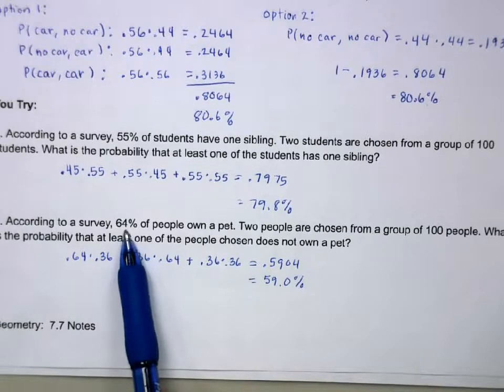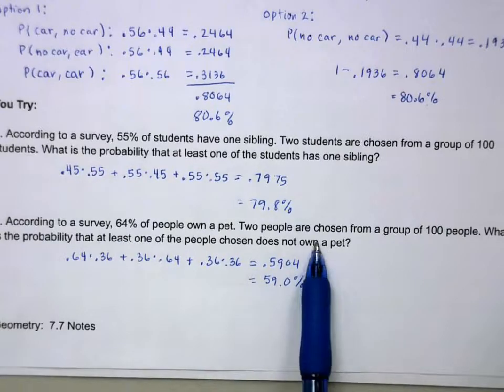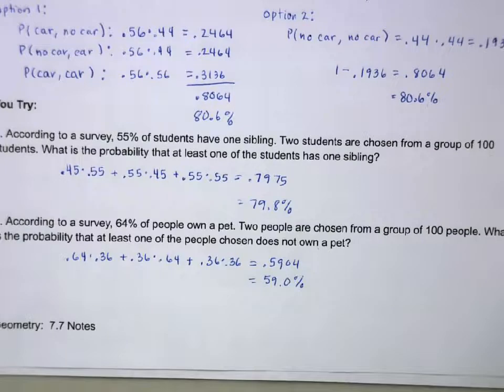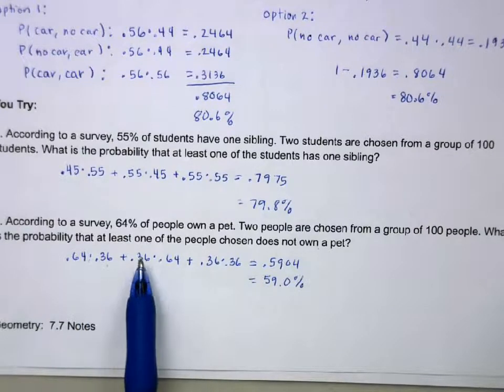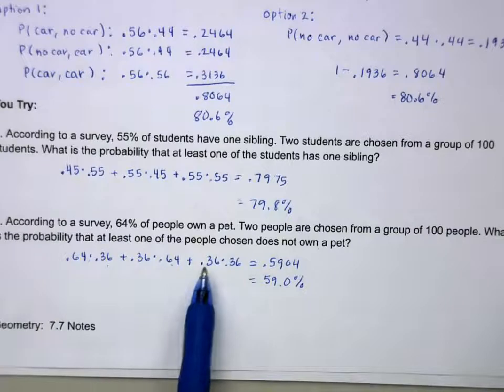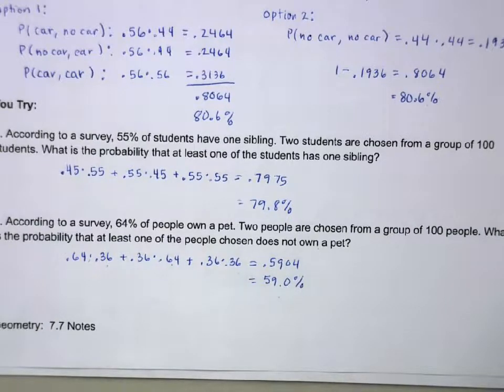64% own a pet. So what's the probability that at least one does not own a pet? Well, owns a pet, does not own a pet. The first one doesn't own, but the second one does, or they both do not own a pet. Gets us 59%. So these are examples of conditional probability and just using different probability rules.